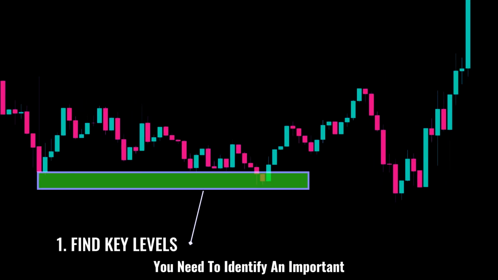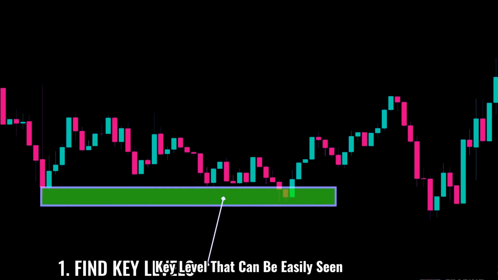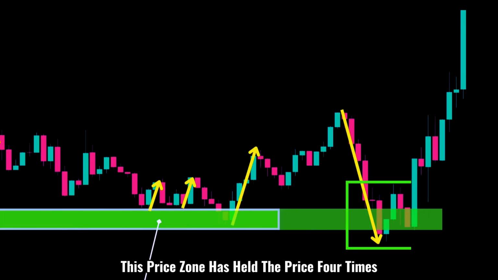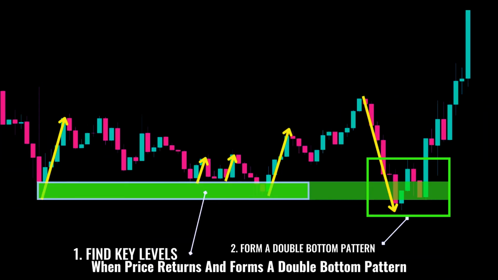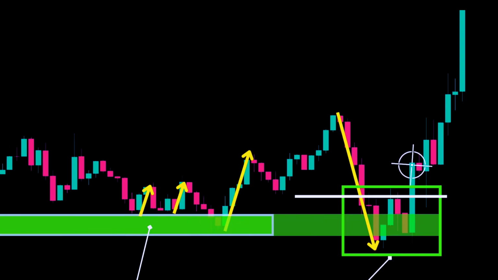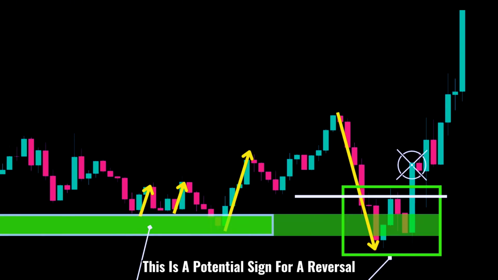You need to identify an important key level that can be easily seen. This price zone has held the price 4 times. When touching them, when price returns, and forms a double bottom pattern at the recently identified support level, this is a potential sign for a reversal.